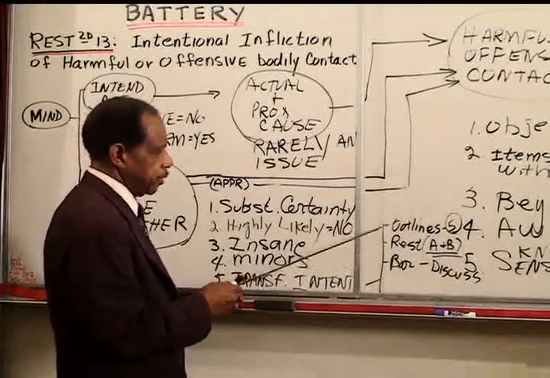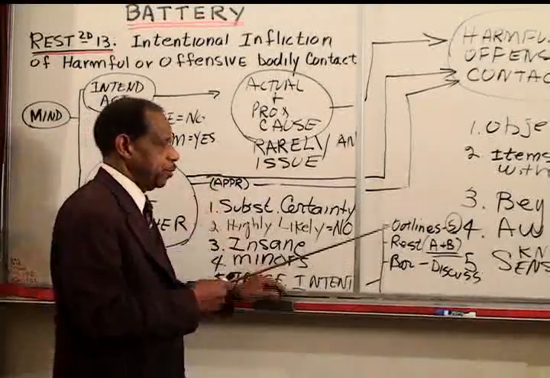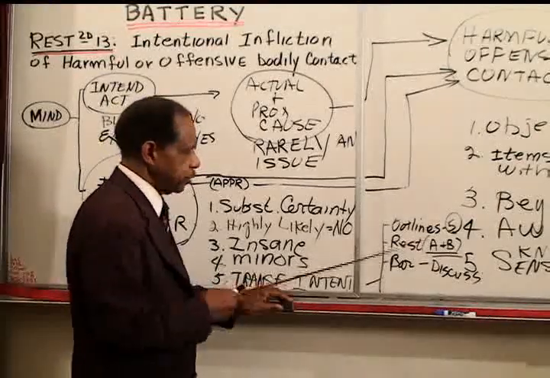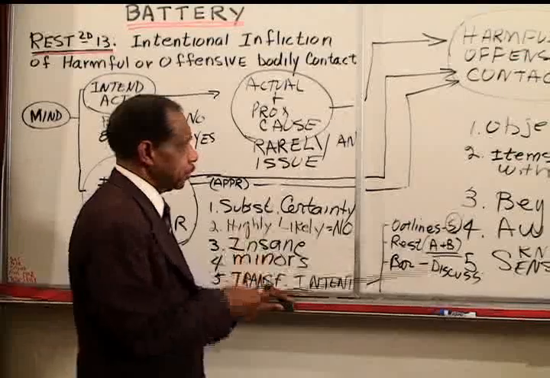Many of the outlines say use all 5. Prosser used to say use all 5. Prosser has resorted to just these 2. The Restatement uses just these 2. For the bar exam, just discuss it.